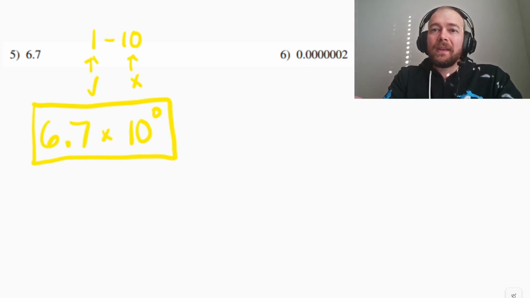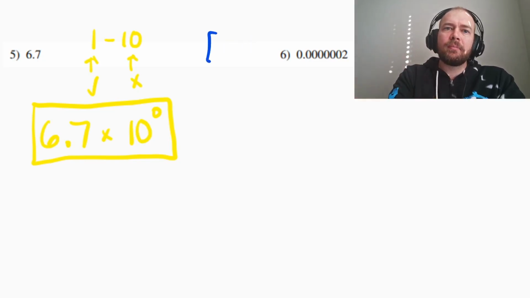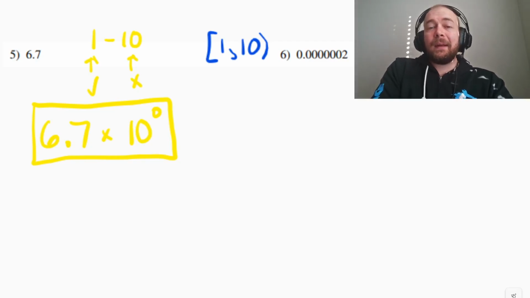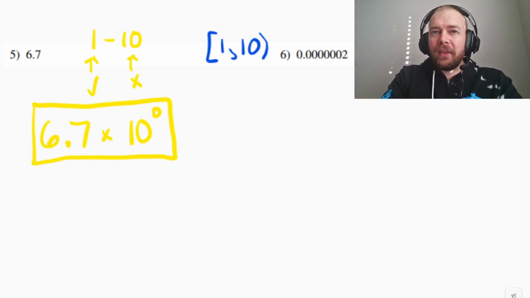Let's see. So we need to make sure that it's a number between 1 and 10, right? Between 1 and 10. And actually, let me write this a different way. This might be another way you might see it: bracket means include. Parentheses means you don't include. So if you're going to be like 9.99999, then that would be fine, right? And then 1 is okay, and everything in between.